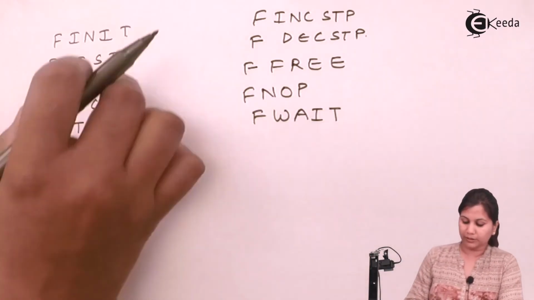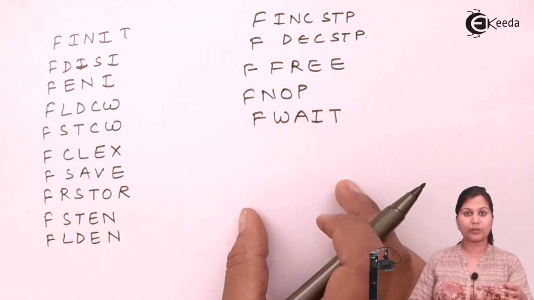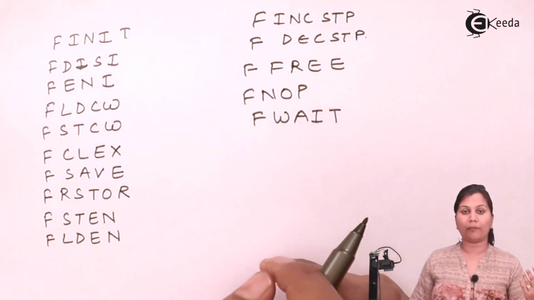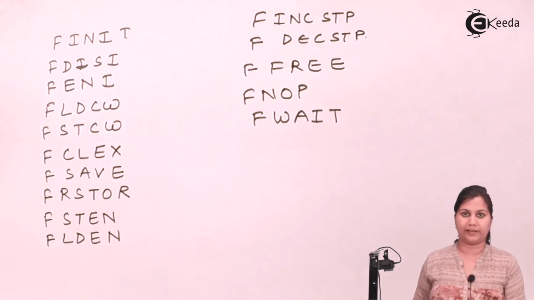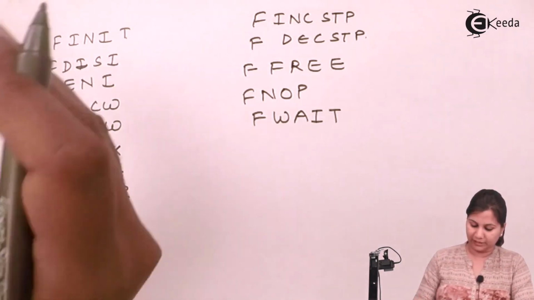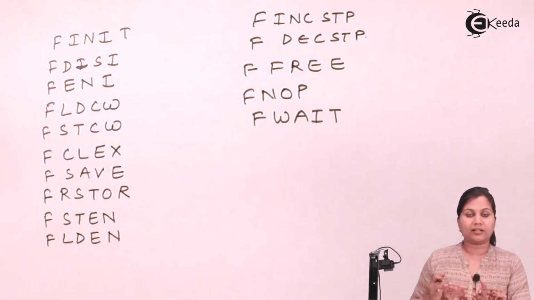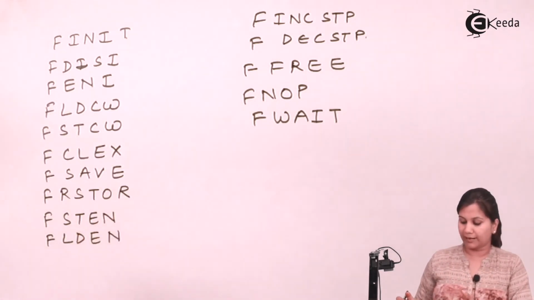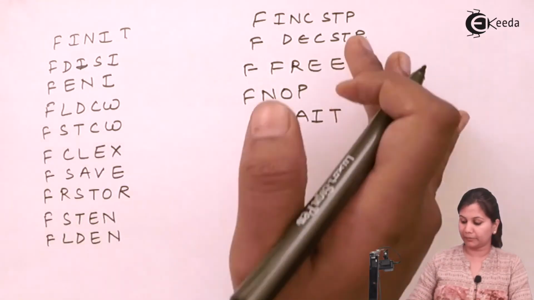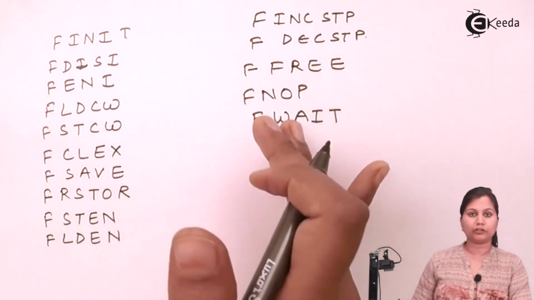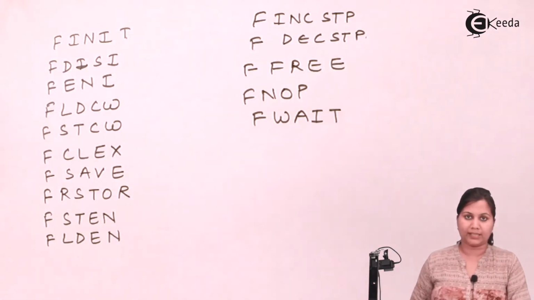So these are all the processor control instructions. You can see that they are controlling the operations of the 8087, which are related to its initialization, for enabling the interrupts, for receiving the control words and status words and restoring them, for incrementing, decrementing the stack pointer, and for the no operation at the wait state.